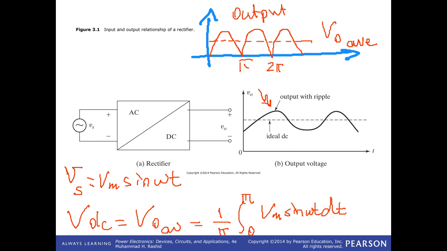So we have also defined, for evaluating the DC part, ripple factor. I just review ripple factor, form factor. These two are the main criteria to define the quality of this output.